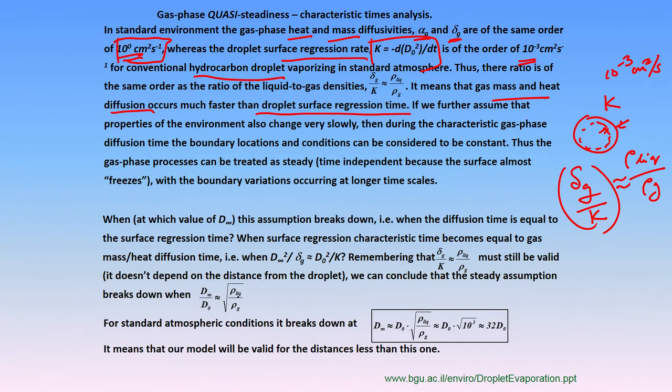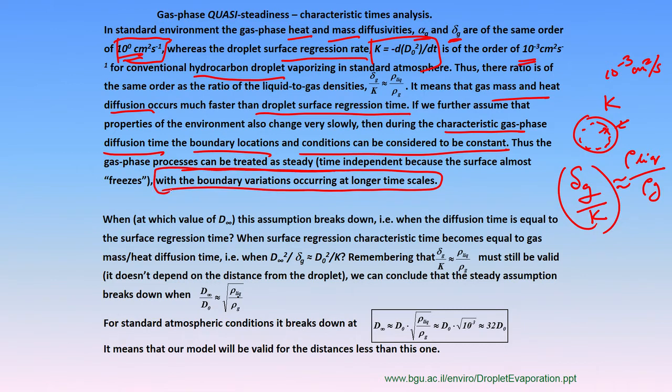So, we further assume that the properties also vary in the environment very slowly. So, during the characteristic gas phase diffusion time, the boundary conditions and the locations of the droplet can be almost considered to be constant, because it is happening at a 3 order slower time or slower process compared to the rapid evaporation. So, the gas phase processes from a droplet perspective can be treated as steady, okay, with boundary variations only occurring at the longer time scales. So, this is the sole reason for what is meant by gas phase quasi steadiness.